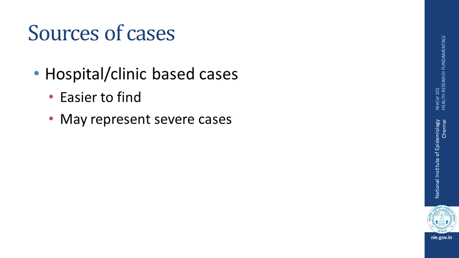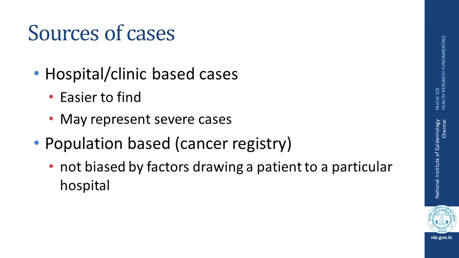Where from can I select these cases? Again, there could be two important sources. One is from hospitals or clinics. It is easier to find cases in these hospitals and clinics. However, it is quite possible that cases which are admitted are more severe cases and may not represent the cases in community. The other approach could be a population based selection of cases, and one such example could be cancer registry. And these cases are more likely to represent the source population, primarily because they are not biased by factors drawing patient to a particular hospital.